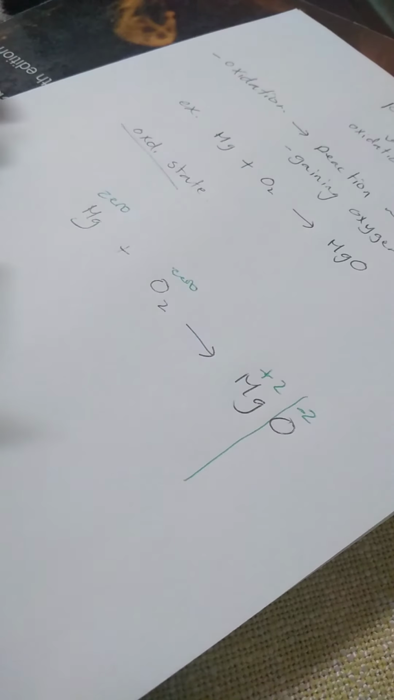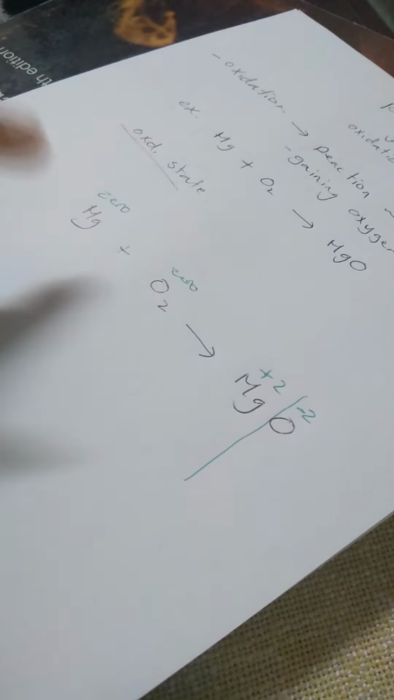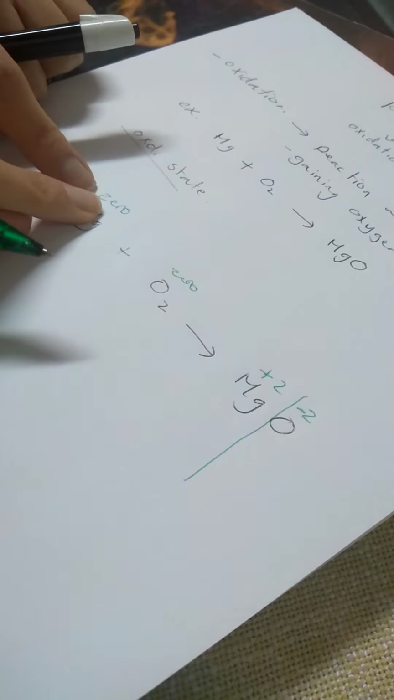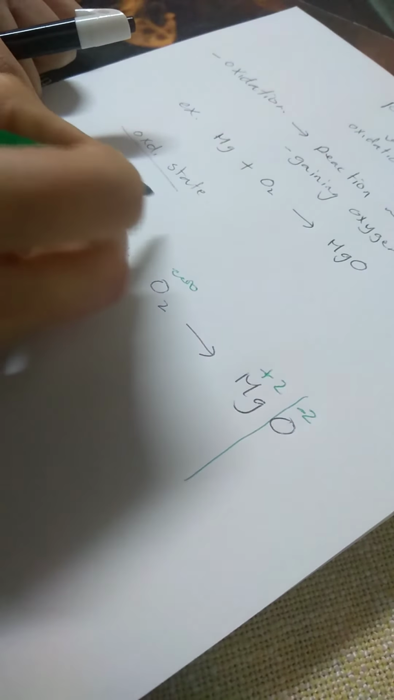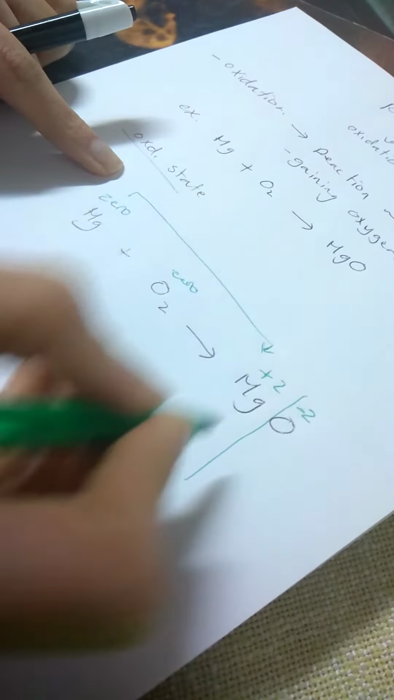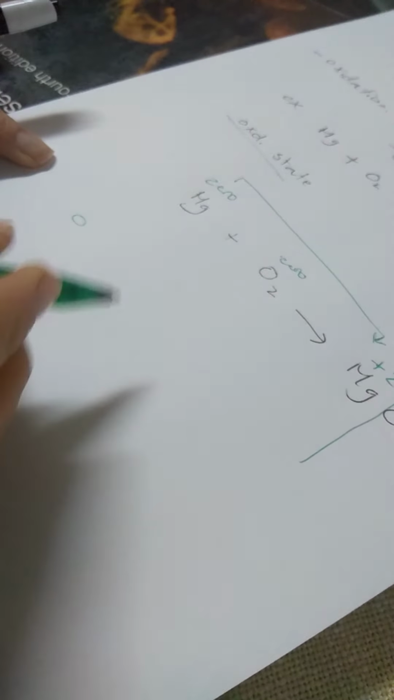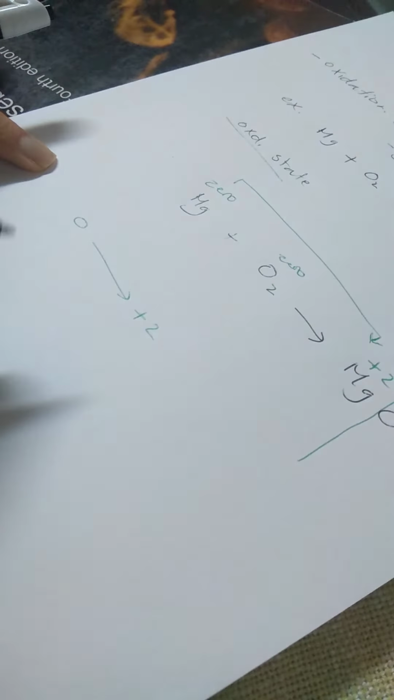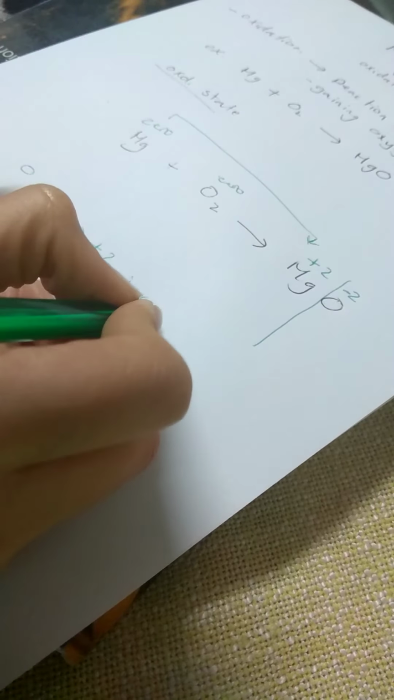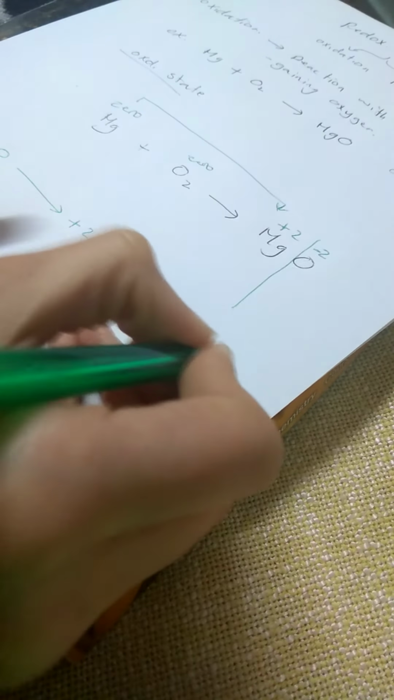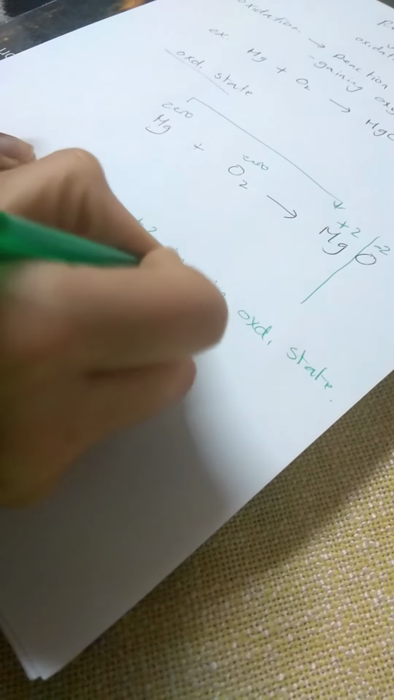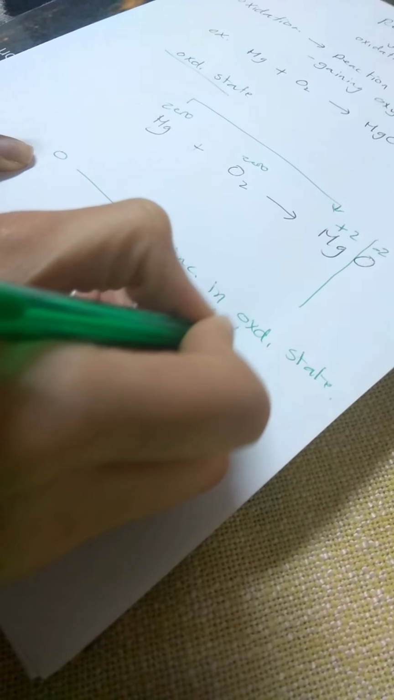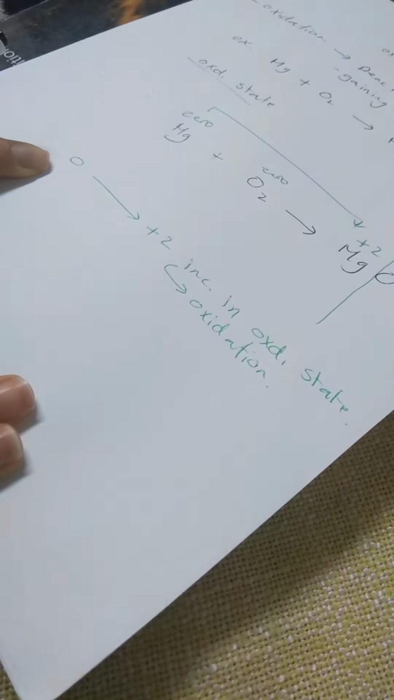Now let's compare the oxidation states of each element before the reaction and after the reaction. Mg has the oxidation state of 0, and then the oxidation state became +2. From 0 to +2, this is an increase in oxidation state. Increase in oxidation state is called oxidation.